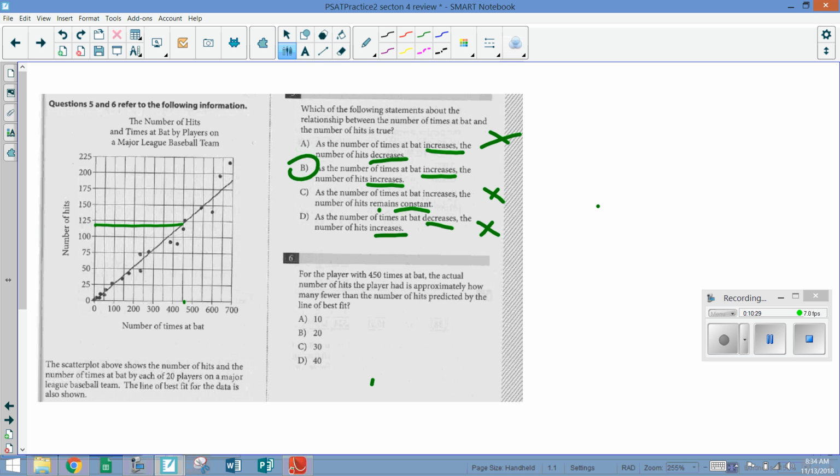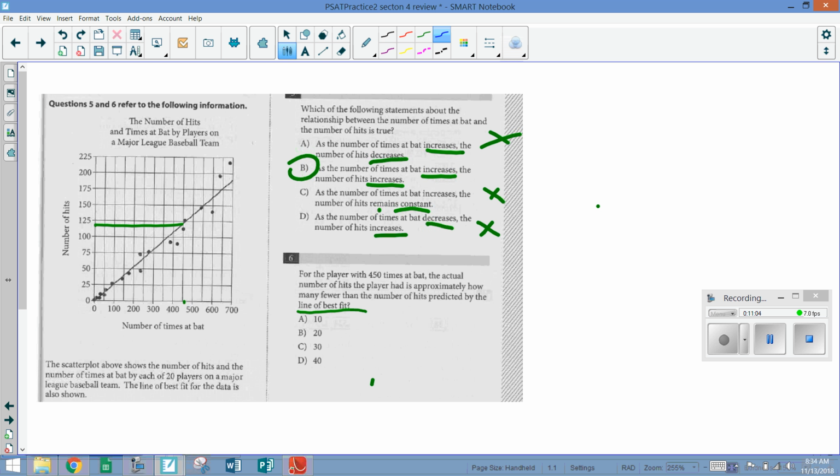For the player with 450 times at bat, the actual number of hits the player had is approximately how many fewer than the number of hits predicted by the line of best fit? Which one is the line of best fit? Which one? Not the number, like the best fit line. There's a line, as you see, guys, here. The line of best fit is this. Yes, there you go. That's the line of best fit. So actually, it's so obvious, right?